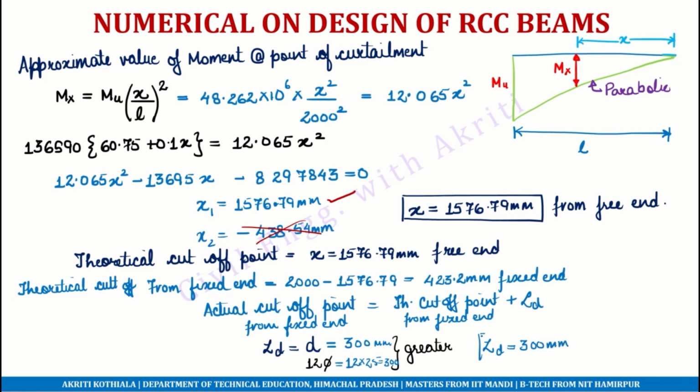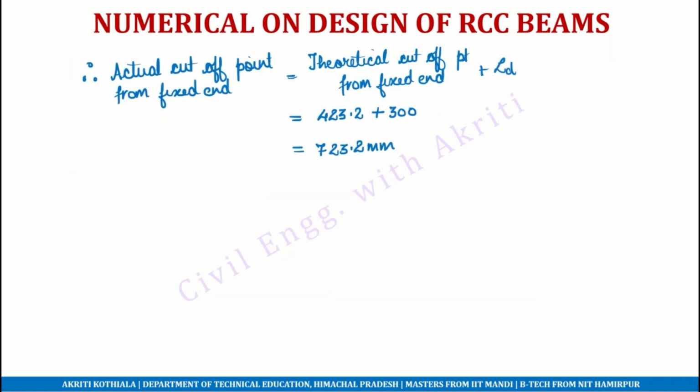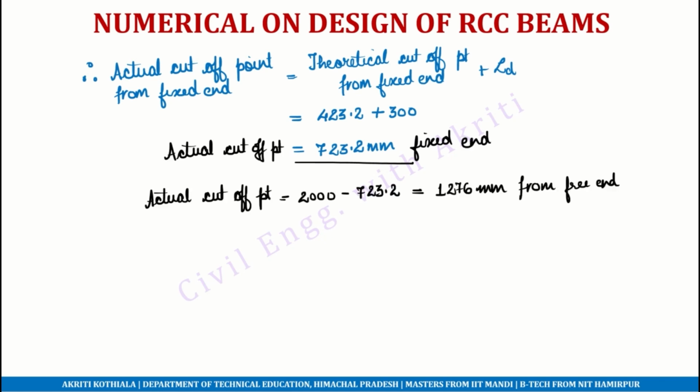This is the value of development length which we have to add to the theoretical cutoff point to obtain the actual cutoff point, 723.2 mm. So this is the point at which we will be curtailing the bar. This is from the fixed end. We can also calculate this value from the free end by simply subtracting it from 2000. This calculates to be equal to 1276 mm from the free end.